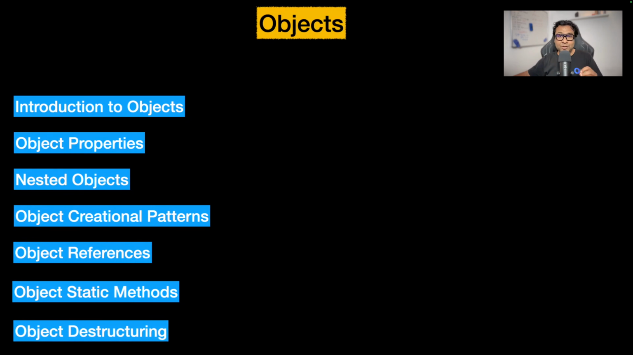Then object destructuring that you must know to write less code, and I'll be talking about 6 to 7 use cases that you have to keep in mind around object destructuring to code cleanly. Lastly, we'll be talking about optional chaining.